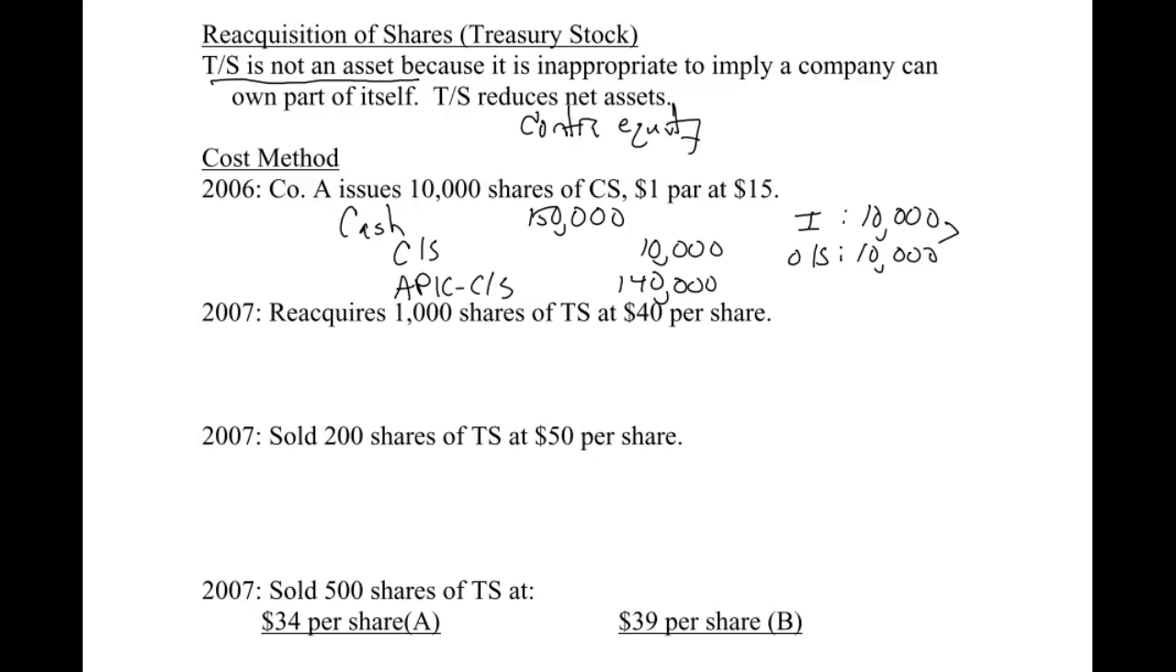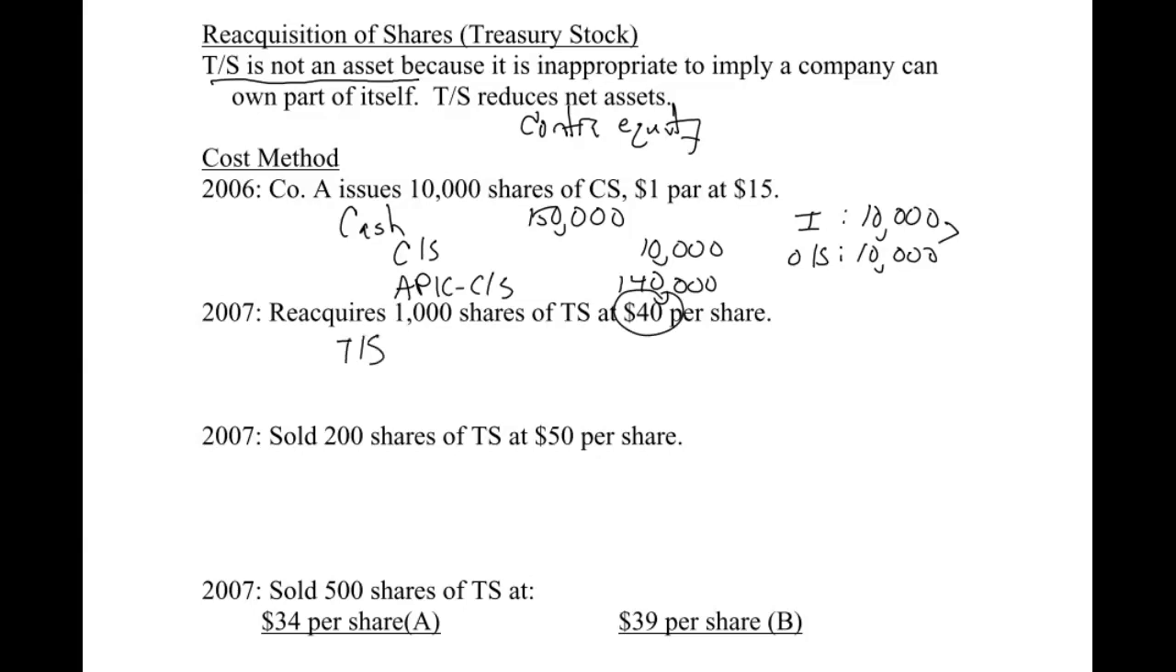So now we're going to go back. It says we reacquire 1,000 shares of treasury stock. So we go out and buy our stock, we hold it, and we call it treasury stock, at $40 per share. Now look, we're using the cost method, so this $40 right here is going to become our magic number for treasury stock the rest of the way.